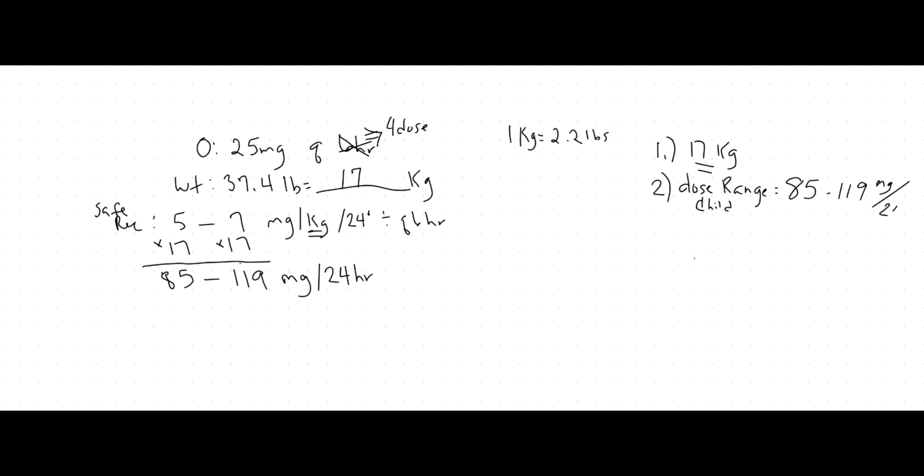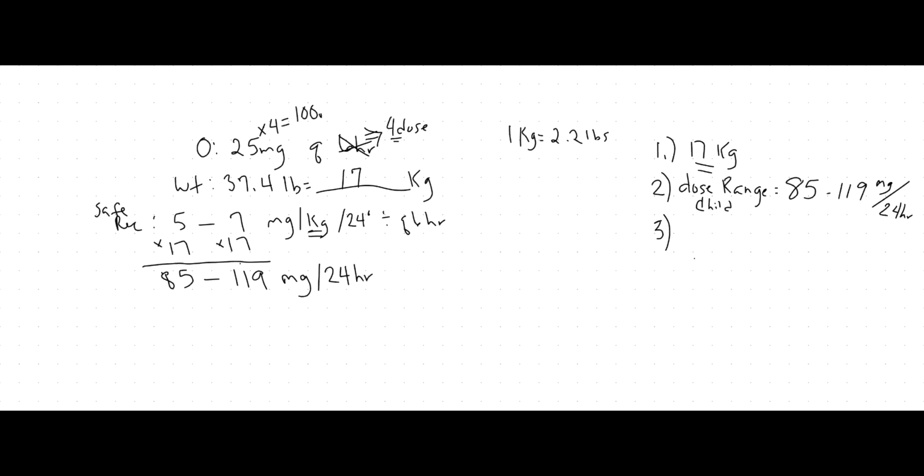Okay. So now it's asking us, is this order safe for our patient? So my doctor ordered 25 milligrams. How many doses is this patient getting in a day? We said 4, right? So I have to multiply this 25 times 4, and this is going to tell me how much they're getting in 24 hours, which is 100 milligrams.